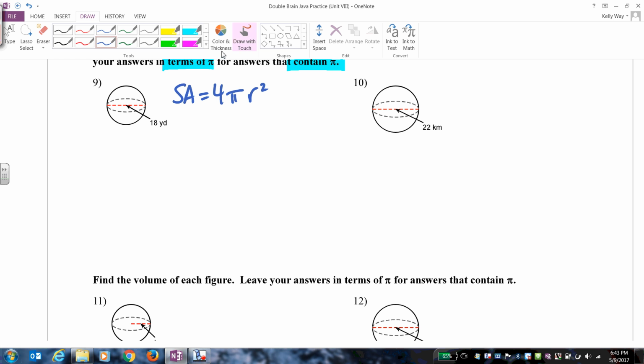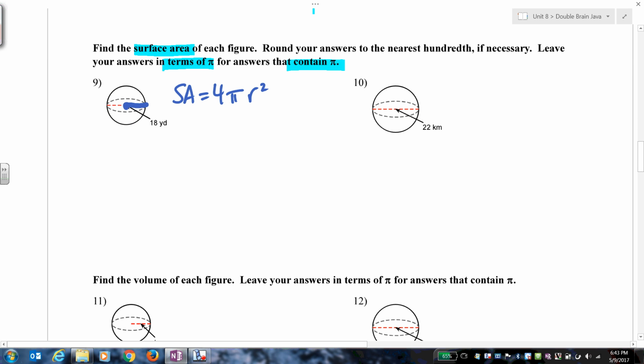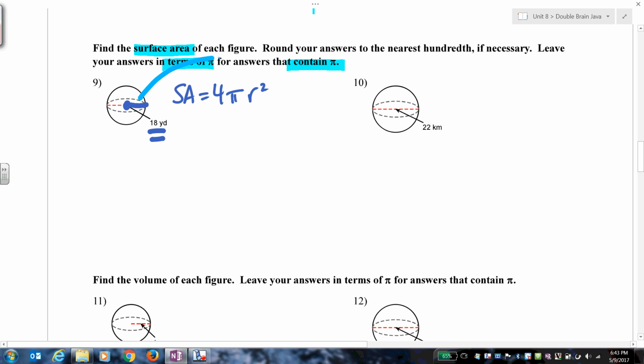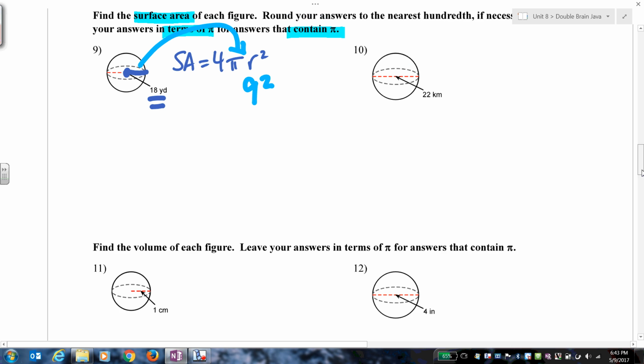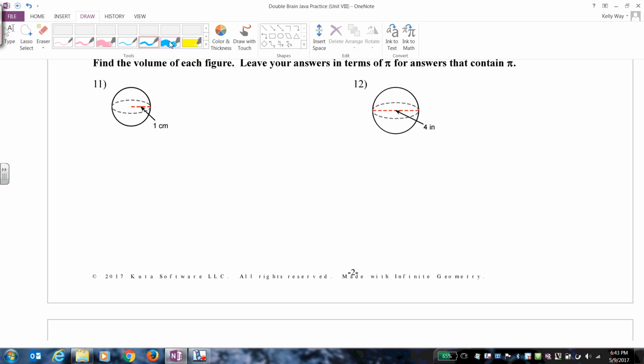This seems simple, but whenever you have a radius, physically trace it. Do not just look. If you just looked, some of you would have picked up 18, but that 18 is not the radius, folks. It's 9. So be careful that you always physically trace your radius. Finish those two problems. Pause the video, then restart.